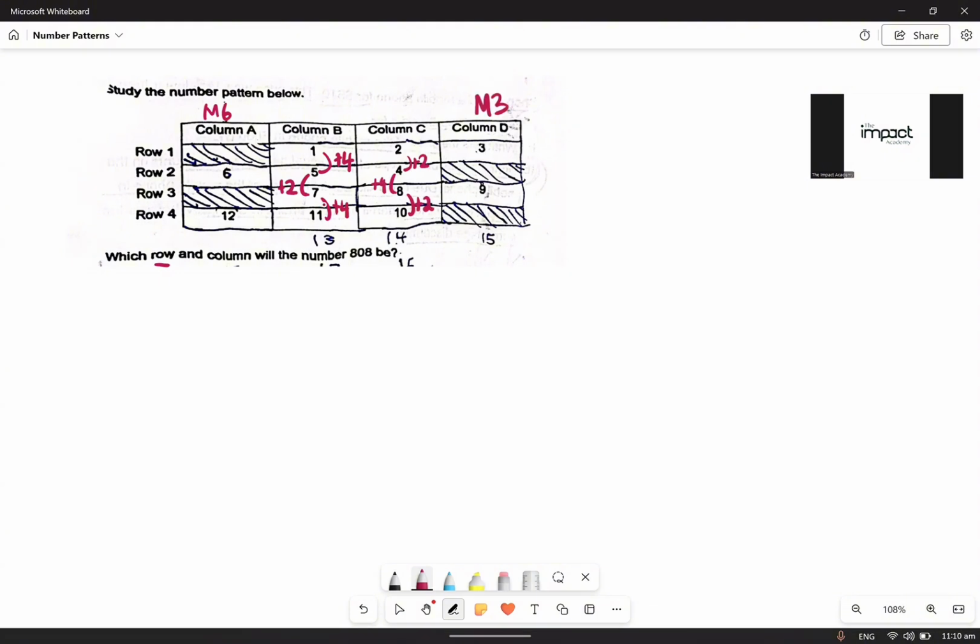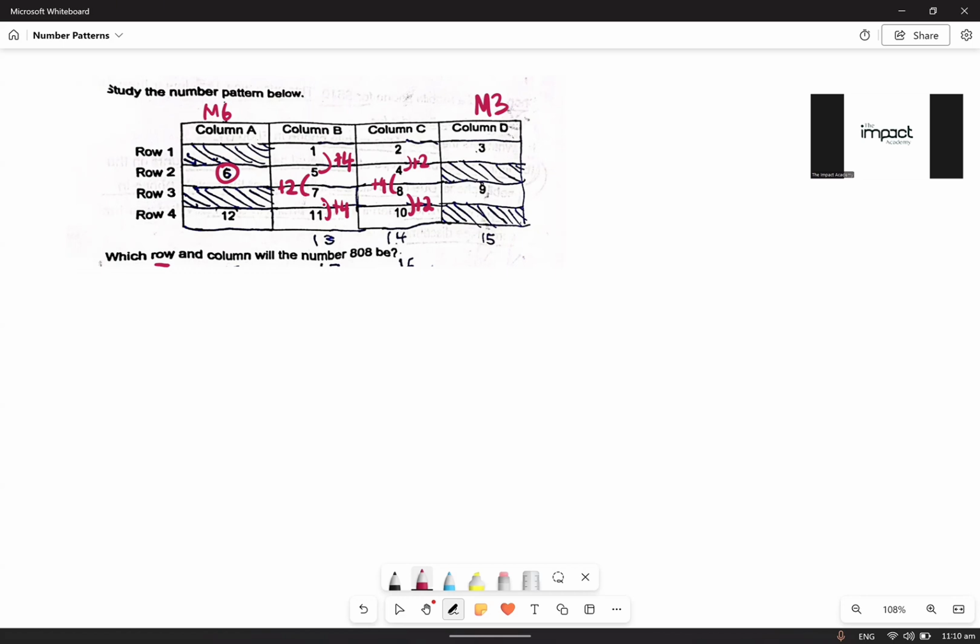Now, from here itself, we obviously have to understand that column A and column D cannot be the answer. Why is that? Let's talk about column A first. Because they're all multiples of 6, let's imagine 808 is over here. If 808 is over here, there's actually no way you can get to 808 if you were to multiply by 6.